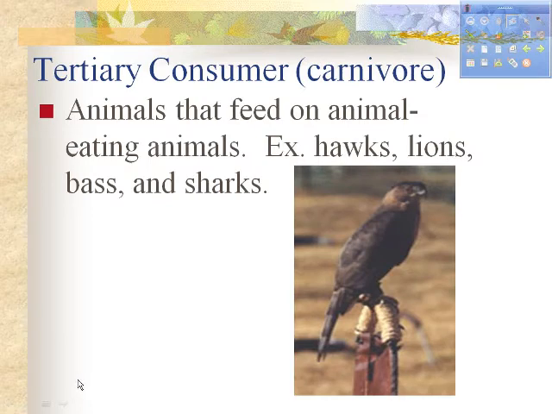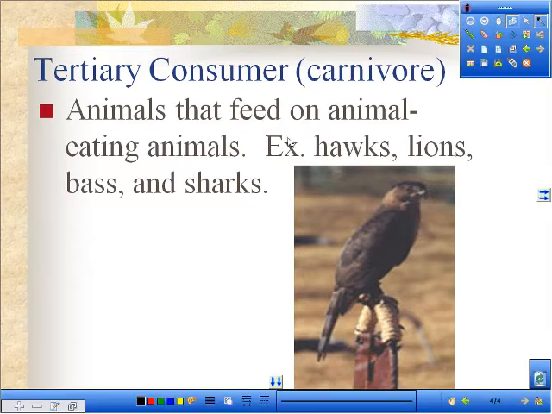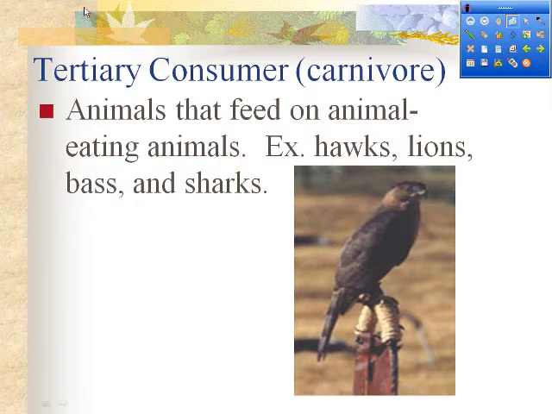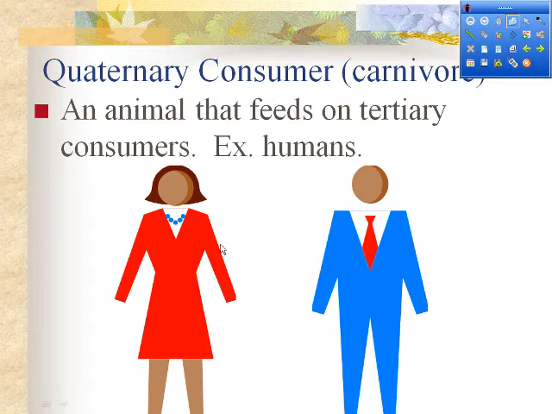Tertiary consumer: animals that are feeding on other animals that are eating animals. So you're kind of at the third level here. Hawks, lions, bass, sharks. What makes them a tertiary is that they're eating an animal that in turn has eaten an animal. So there's the third level that makes them that much more complicated.